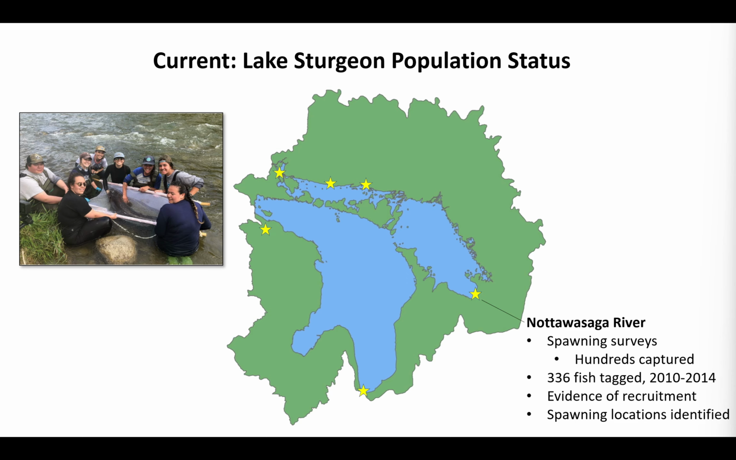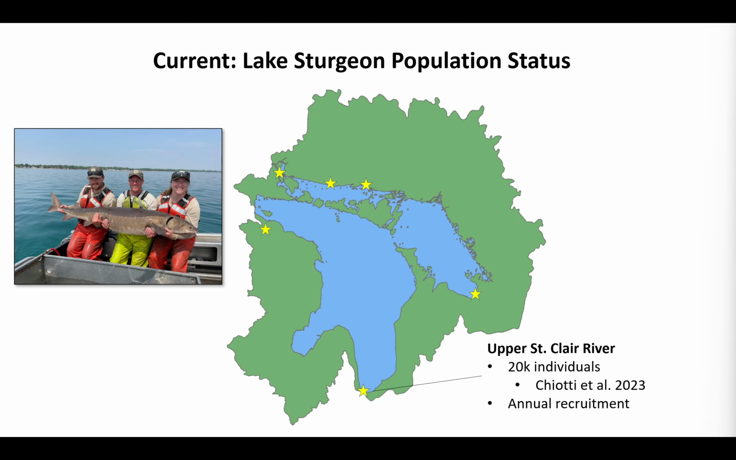Spawning surveys have captured hundreds of lake sturgeon. There was an assessment conducted in 2010 to 2014 when 336 lake sturgeon were tagged, so that's quite a few fish for just 4 years of time. There's evidence of recruitment. Spawning locations have been identified through telemetry work. And there's also an ongoing telemetry study taking place in this system where both adult and juvenile lake sturgeon are being captured as well. So we have some more contemporary evidence of recruitment and evidence of a larger sturgeon population in the Nottawasaga.